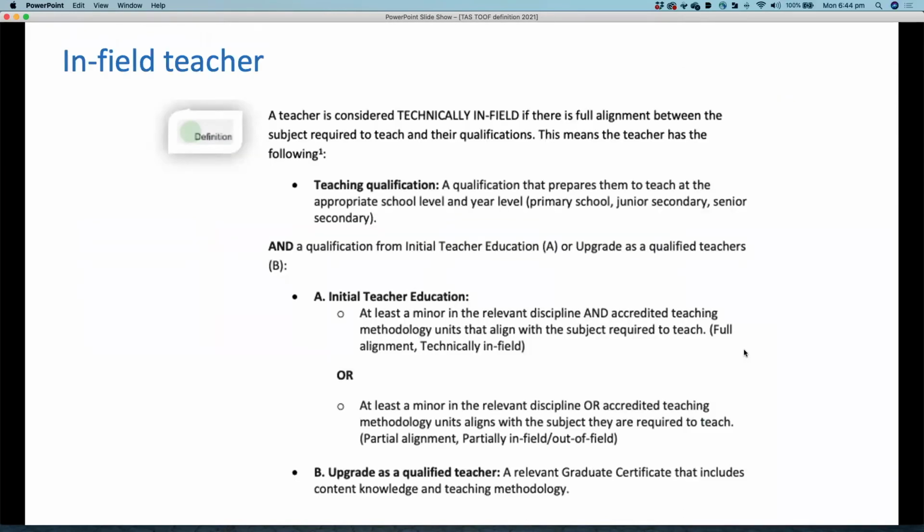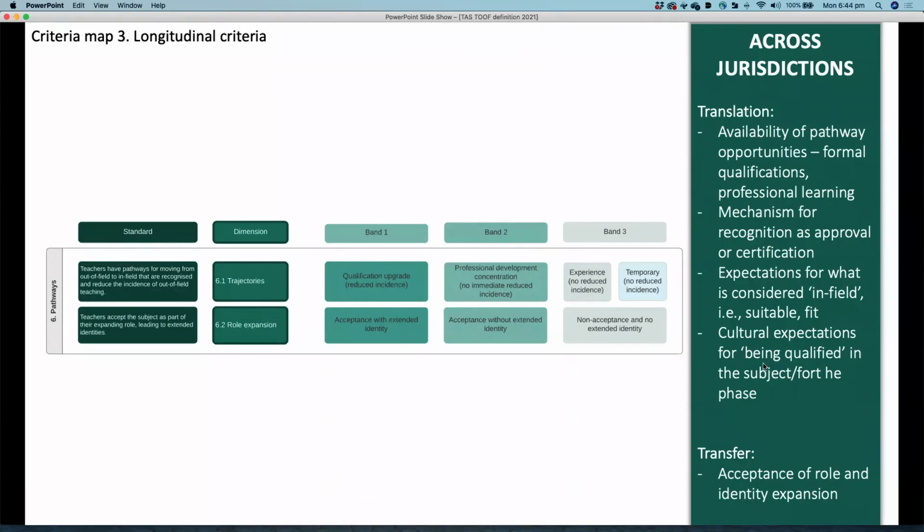Then we've got cultural expectations for being qualified. That differs enormously. So whether a country feels that a teacher needs to be qualified once you're in there, hi Fiona, I think is a big one. What's transferable is probably the notion of acceptance of role and identity expansion once you do go down that path. So quite a few, I think it's interesting to look at these things.